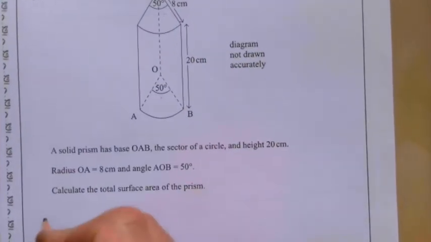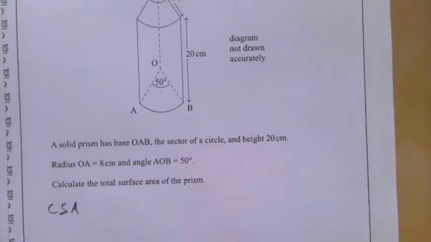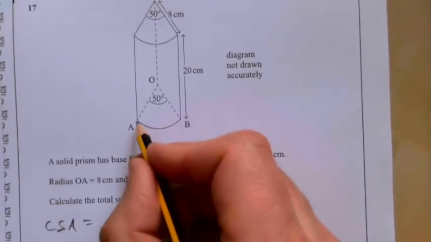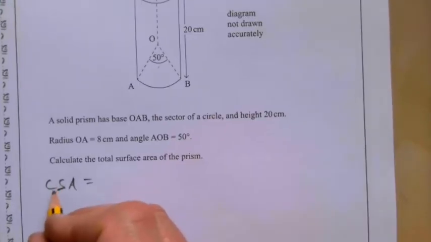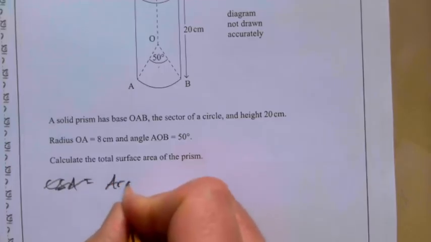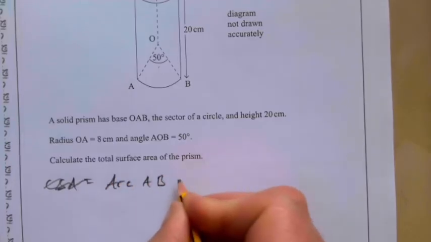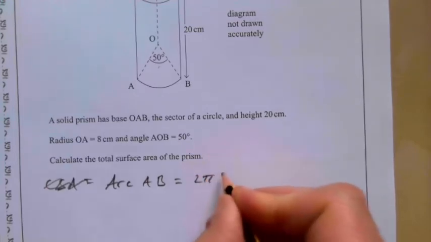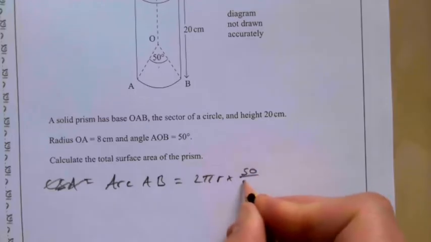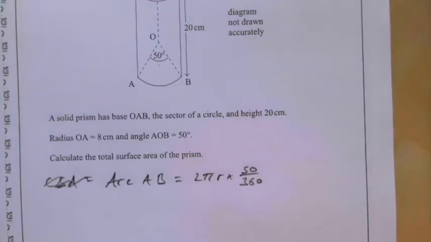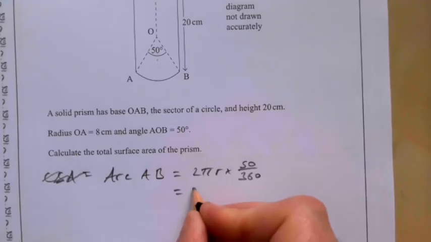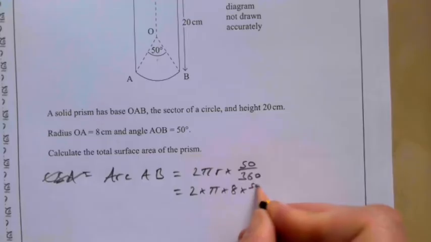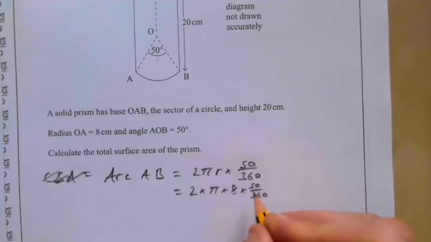So we're curved surface area first. Curved surface area. Let's see if we find in our arc length. Arc AB is equal to 2 pi r times 50 over 360. So it's 2 times pi times 8 times 50 over 360.